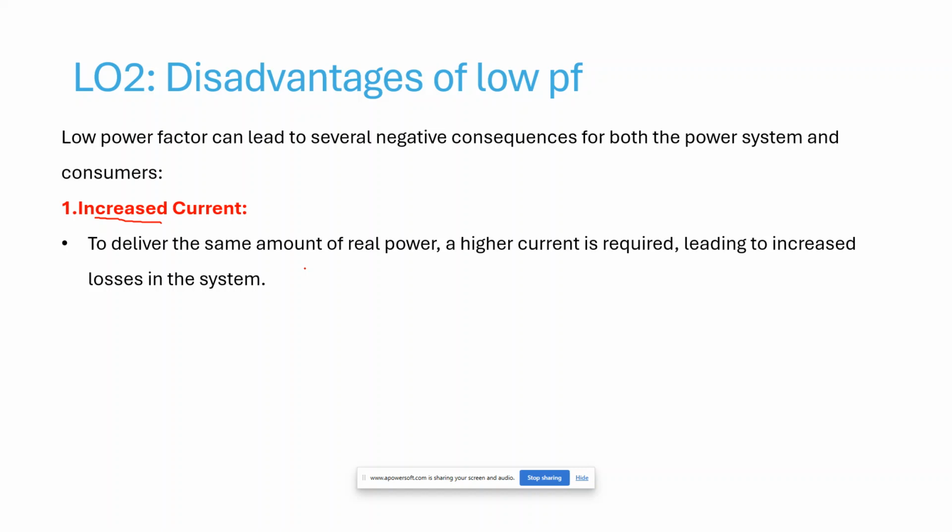increased current. To deliver the same amount of real power, higher current is required, leading to increased losses in the system. How do you say that if the power factor is decreased, the current is increased? Let us find out from our equation for P. P is equal to V I cos phi, where cos phi is our power factor. So I can write I is equal to P divided by V cos phi.